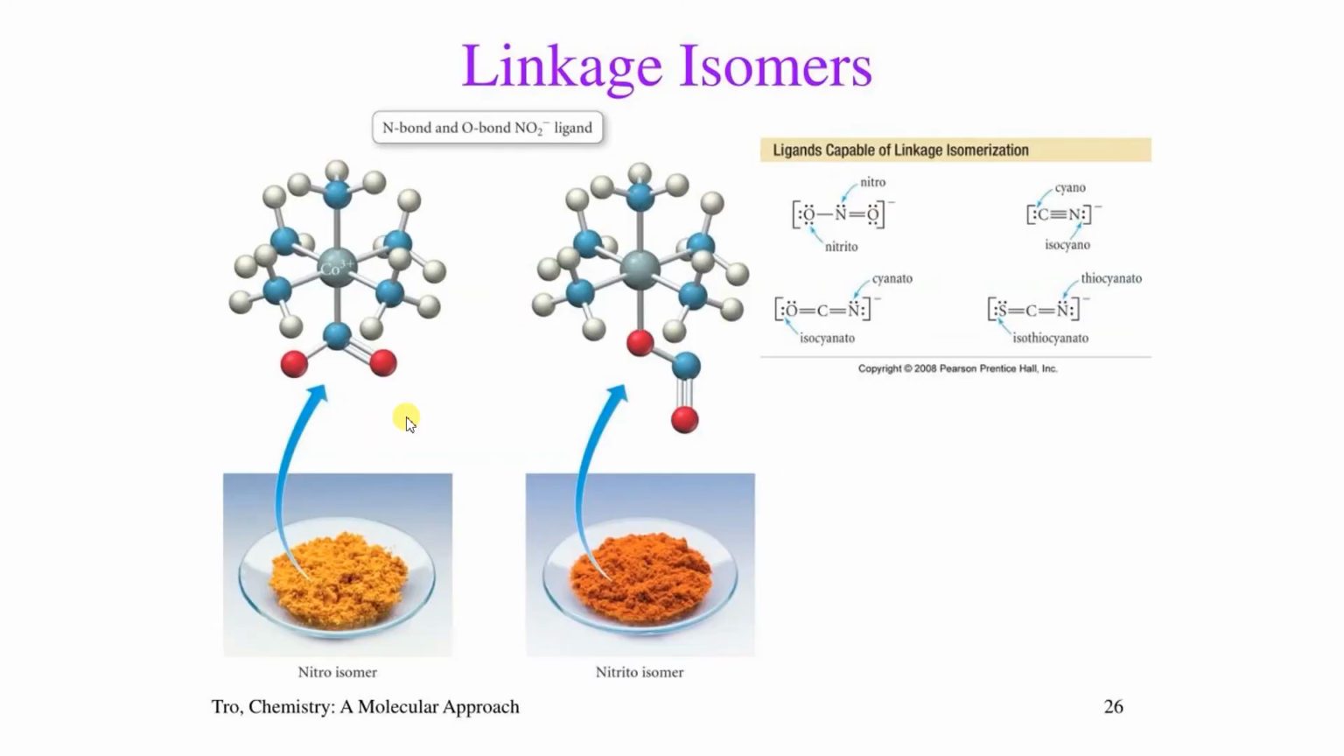Okay, next is linkage isomers. You can see that I got a good picture, so that's why I have added. Here the nitro isomer is yellowish in color, but this is nitrito. If I'm saying, this is orange in color.